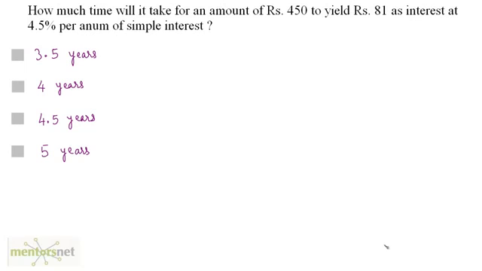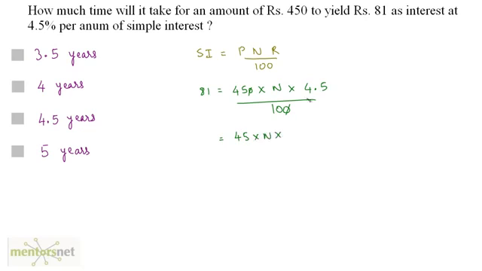How much time will it take for an amount of rupees 450 to yield rupees 81 as interest at 4.5% per annum of simple interest? So we have the interest given, that's 81. It is equal to the principal, 450, times the number of years, which has been asked, so let it be n, times the rate, 4.5, so 4.5 by 100. So this 0 gets cancelled out, so we have 45 times n.